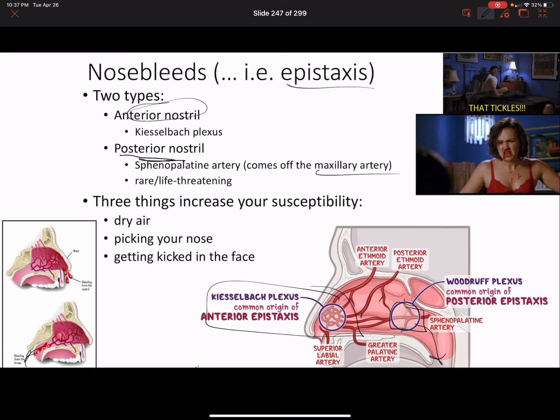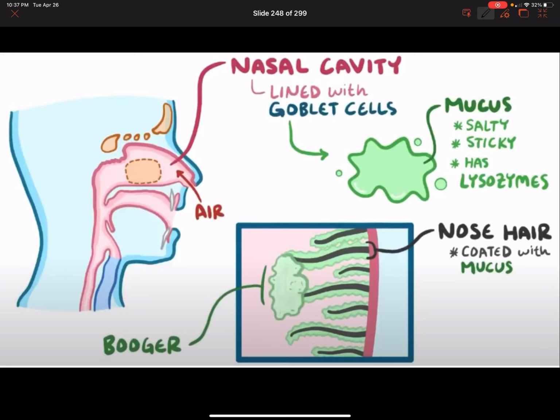Having dry air can dry out the capillaries and make them susceptible to rupture. Picking your nose can honestly induce endothelial damage, and obviously getting kicked in the face does not help. Nasal cavity is going to be lined with mucus. This mucus has salts, and it sticks to bacteria and viruses, has lysozymes to degrade them, and then the mucociliary escalator can move them down your nasal cavity, down your pharynx, and down into your esophagus. Or, I guess you could spit it out, or pick your nose, or it can just go down into your stomach and be dissolved in the acid.